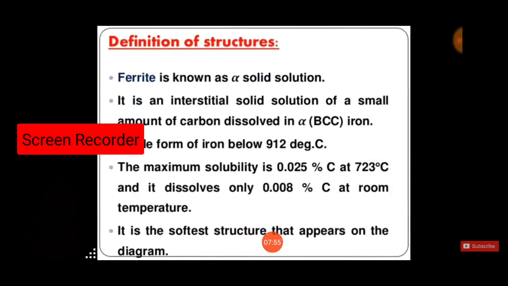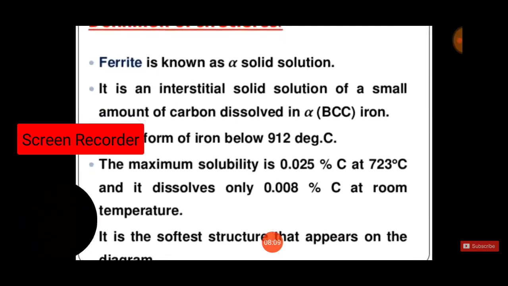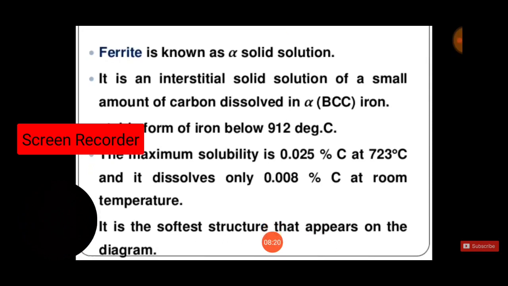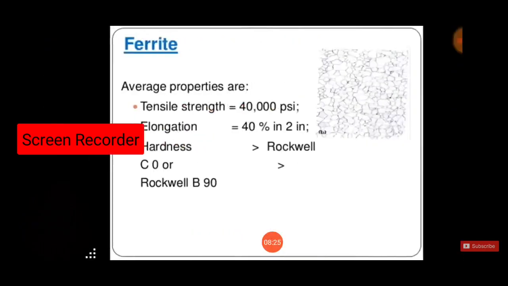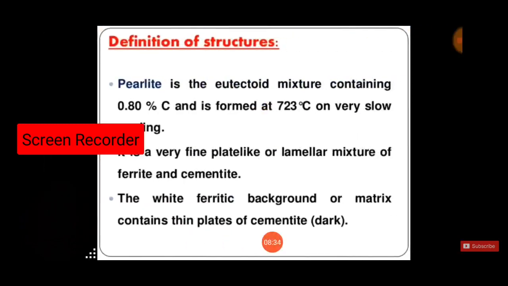Then ferrite. Ferrite is known as alpha solid solution. It is an interstitial solid solution of a small amount of carbon dissolved in alpha iron in BCC structure. Stable form of iron below 912 degrees Celsius. The maximum solubility is 0.025% of carbon at 723 degrees Celsius, and it dissolves only 0.008% carbon at room temperature. It is the softest structure that appears on the diagram because of the BCC structure. Properties. Tensile strength 40,000 psi, elongation 40% in 2-inch, Rockwell hardness above 90.